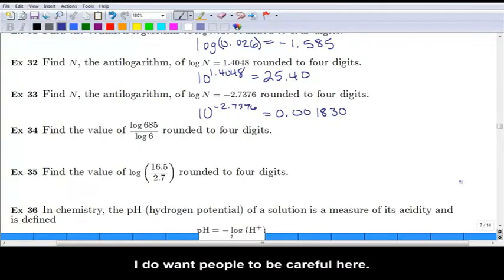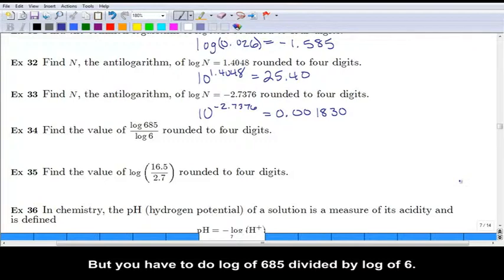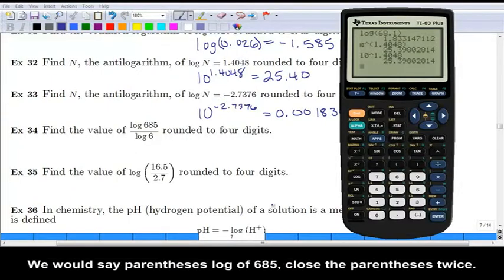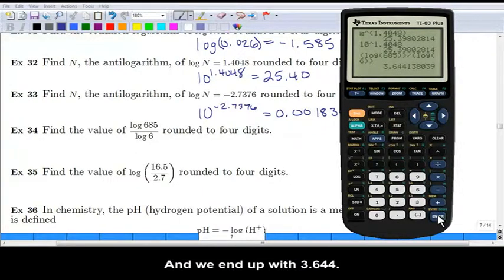I do want people to be careful here. You cannot divide within the logarithm like this. You have to separate it out. You can't do the 685 divided by 6, not that that would simplify nicely anyway, but you have to do log of 685 divided by log of 6. We can't use our properties in this case because it's division outside of the logarithm. So we would just put it in exactly how we see here. We would say parentheses log of 685, close the parentheses twice, and then divided by parentheses log of 6, and close the parentheses twice. And we end up with 3.644.